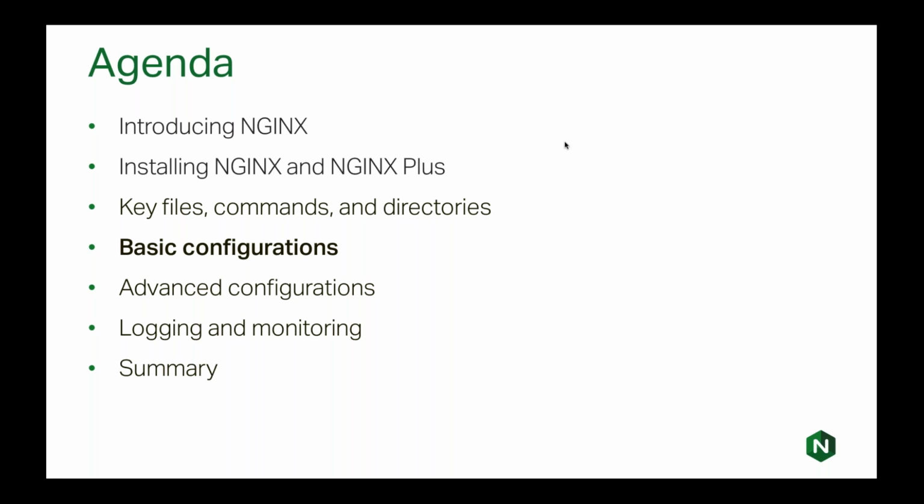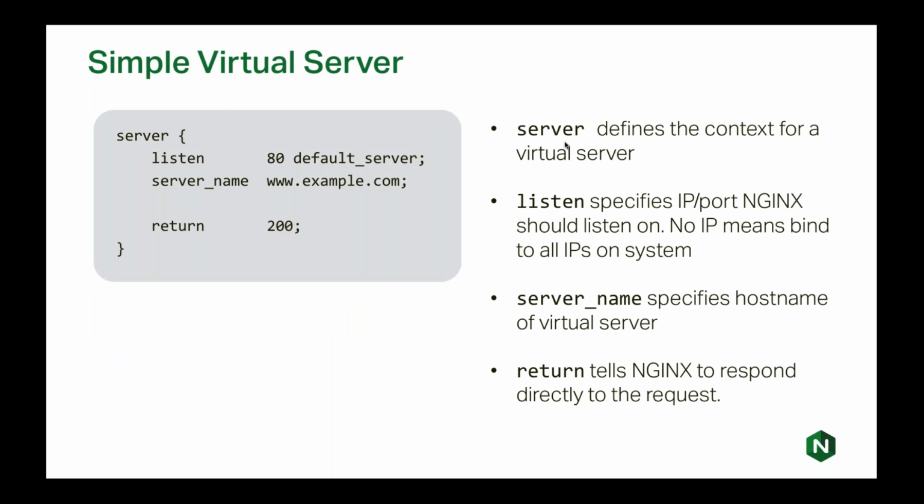All right, so those are the key files, commands, and directories with nginx. Next thing we're going to move to is some basic configurations with nginx. The most simple configuration with nginx I can think of is this virtual server here. The virtual server is what defines the IP address and port that nginx listens to. In this case, we're going to listen on port 80 and for anything on www.example.com. That's the host name that we're going to be monitoring.